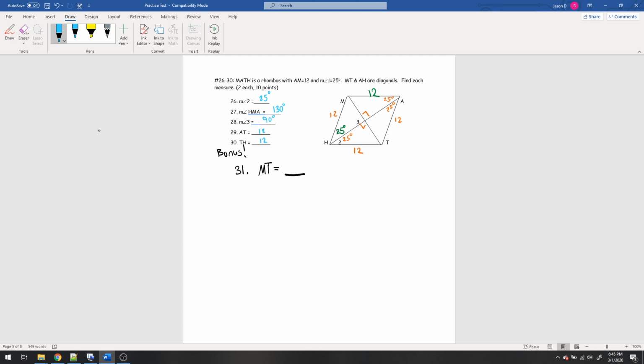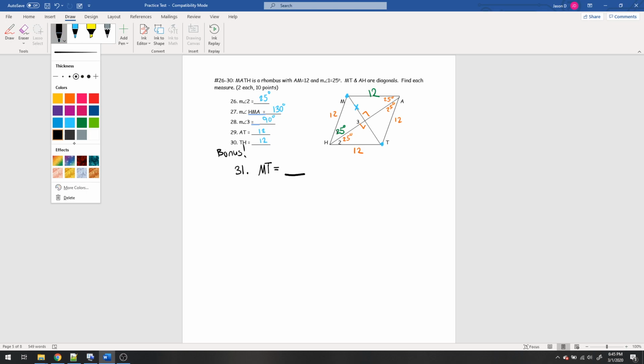Our bonus question for the day is going to be MT equals what? That's the diagonal between the vertex angles M and T. That might be a little bit harder, but we can figure out what half of that diagonal is because we can use some right triangle trigonometry. These right triangle trig style problems pop up a lot in rhombuses because you've got those right angles to work with. I'm going to start by redrawing the triangle in the top, triangle M-3-A, to the center angle A. And it looks like this.